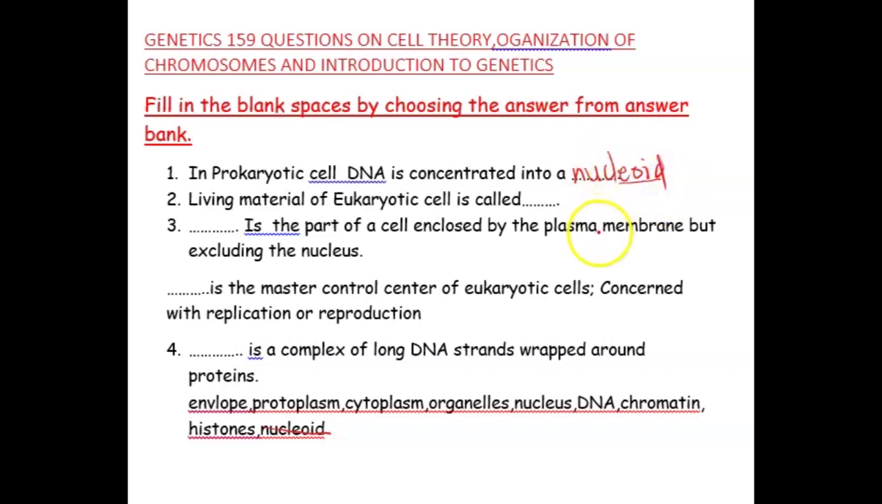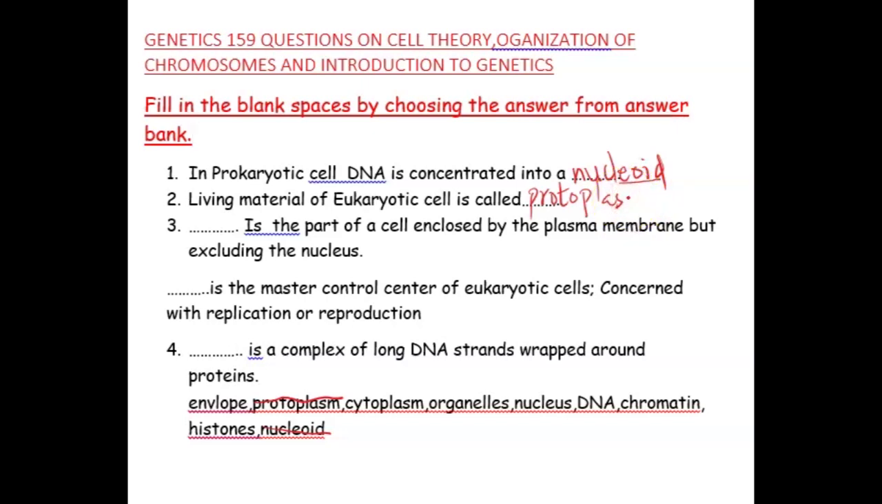Number 2, the living material of the eukaryotic cell is called the protoplasm. One thing you have to remember is that protoplasm is a combination of the cytoplasm and cell membrane. Oh, sorry. The protoplasm is made out of the cytoplasm and the nucleus. Forgive me.